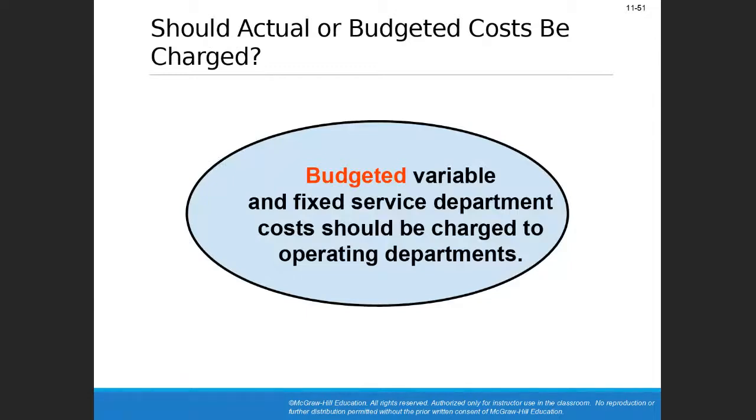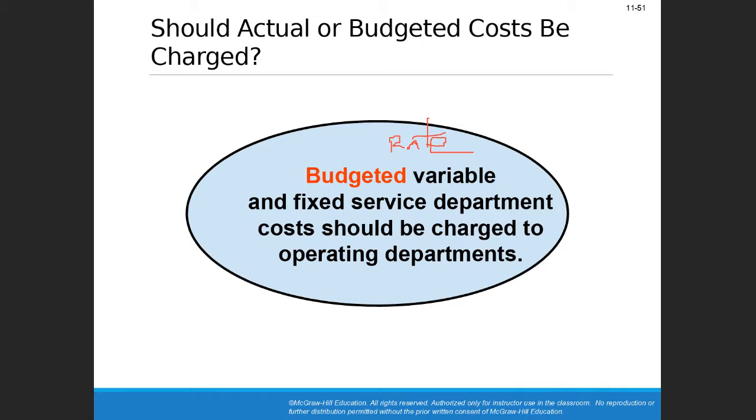So how do I charge this? Budgeted variable and fixed service. You use your budgeted rate. If I'm the janitorial department and I'm basing my costs on the square footage, the more I have to clean, the more it costs. My variable costs are my cleaning solutions and the hourly wages of the workers. So my budgeted rate ends up being, I don't know, $20 per square foot, maybe less than that, $10 per square foot. It probably costs even less than that, probably $2 per square foot. So I'm going to have this budgeted rate for my variable costs.